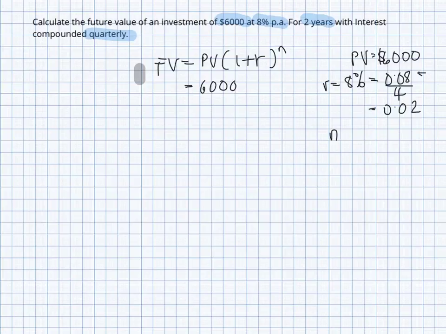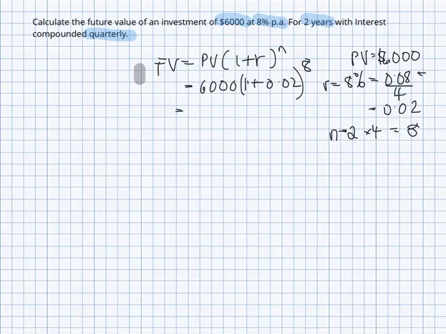And our time periods, instead of time being years, for 2 years, I'm going to have 2 times 4 times when I'm going to have that interest compounded. So that becomes 8. So have a look. As my rate gets divided by 4, because it's quarterly, the number of time periods I have that the interest is compounded, I'm going to have to multiply by 4. So that's where they balance out. And let's see what happens here. So I end up with 1 plus, this time, 0.02 to the power of 8.